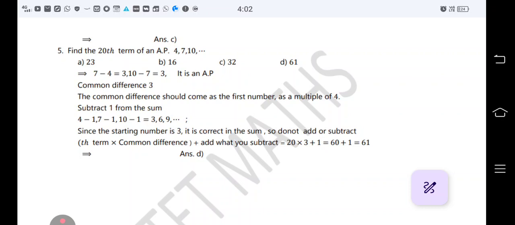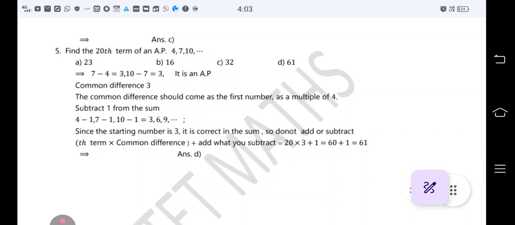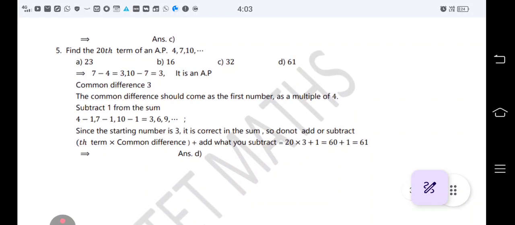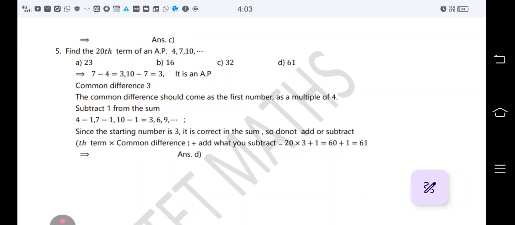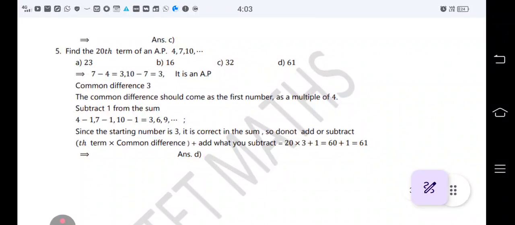Then the common difference should come as the first number, multiples of 3. But in the sum, what have we been given? 4. Therefore, we have to subtract 1 from the sum. In the above 4 sums, we had to add; in this sum, we have to subtract 1. Therefore, 4 minus 1, 7 minus 1, 10 minus 1, that is 3, 6, 9. Since the starting number is 3, it is correct in the sum. So, don't add or subtract anything.